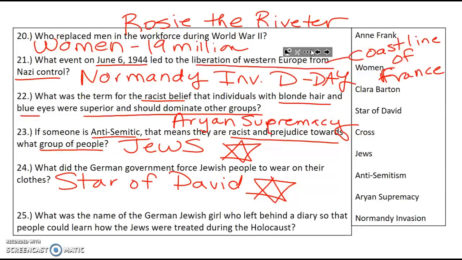25, what was the name of the German Jewish girl who left behind a diary so that people could learn about how Jews were treated during the Holocaust? That was Anne Frank.